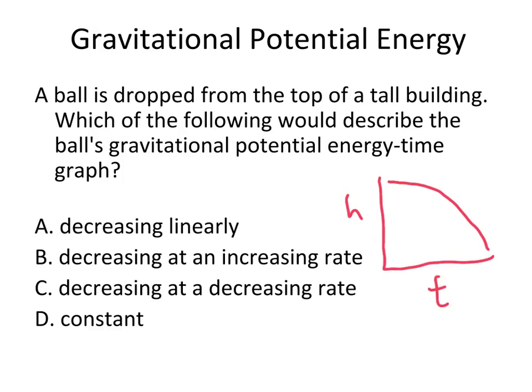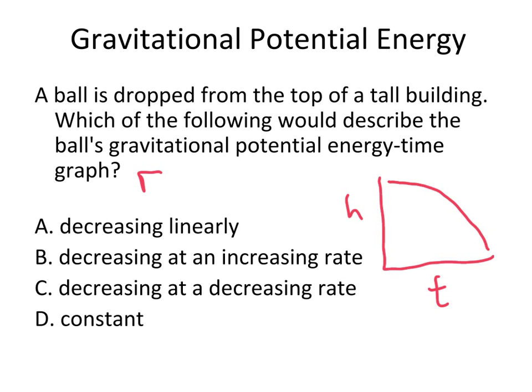Well, gravitational potential energy depends on the object's mass and its height. In this case, the object's mass is not going to change. But we know that its height will. As it falls from the top of the building, its height will decrease a little bit in the first second, and a little bit more in the second second, and then a little bit more than that in the third second, because the object's speeding up as it falls.